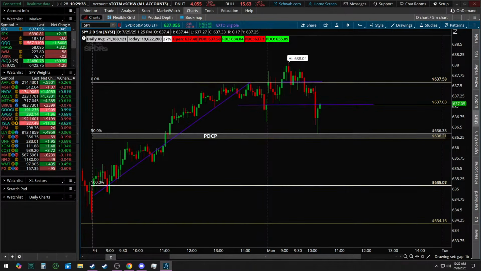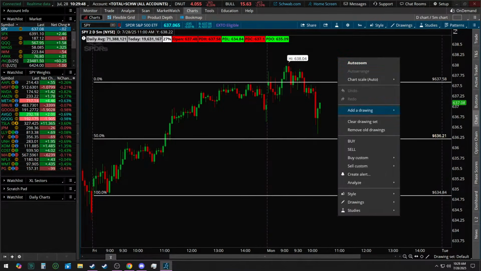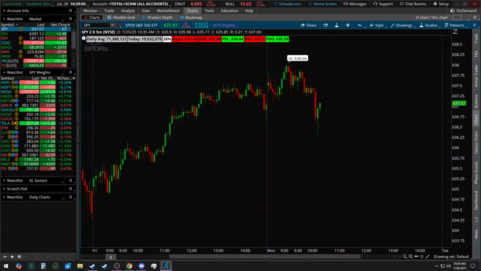The fib is just to help us draw it easier. But yeah, that's probably your most important level on the screen right now. Here, I'll delete everything. So main things to have.